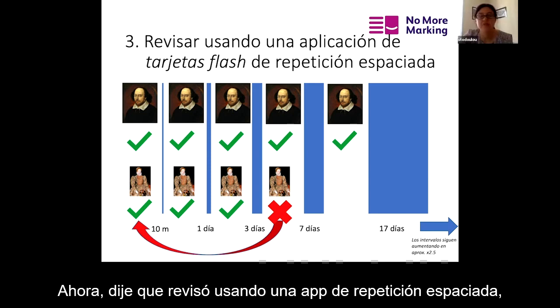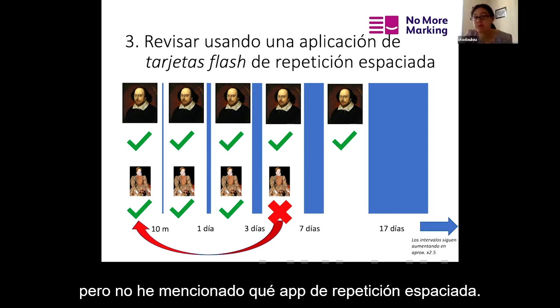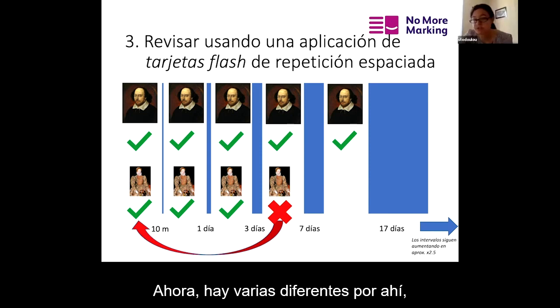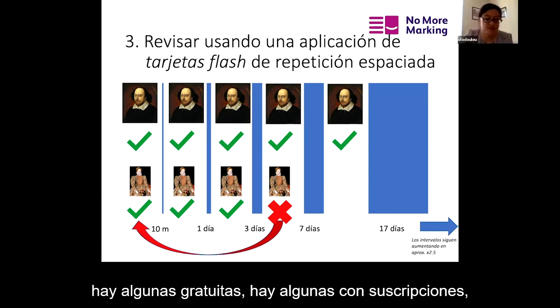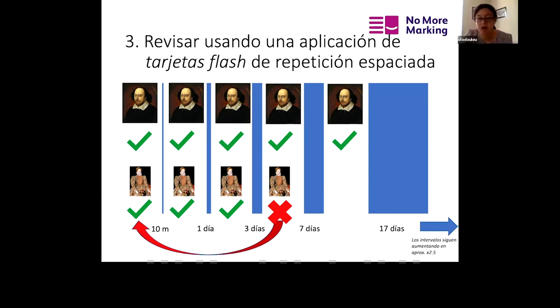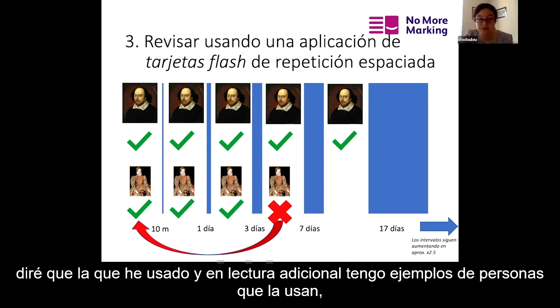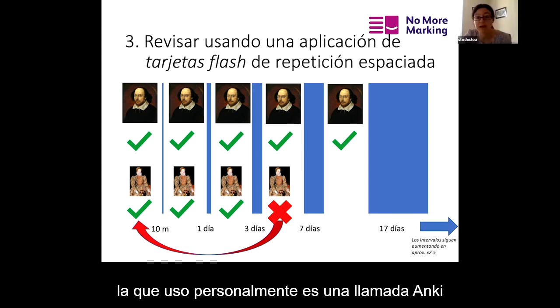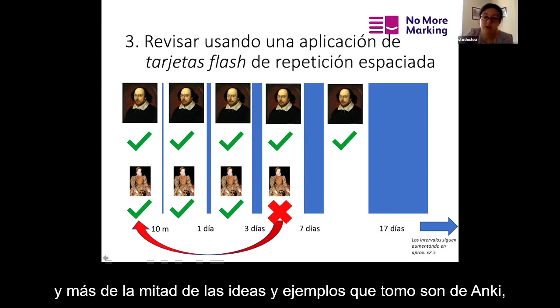Now, I've said here to revise using a spaced repetition app. I haven't mentioned which spaced repetition app. There are a number of different ones out there. Some are free, some have subscriptions. The one I use personally is called Anki, and the multiply by 2.5 interval is one that I take from Anki.